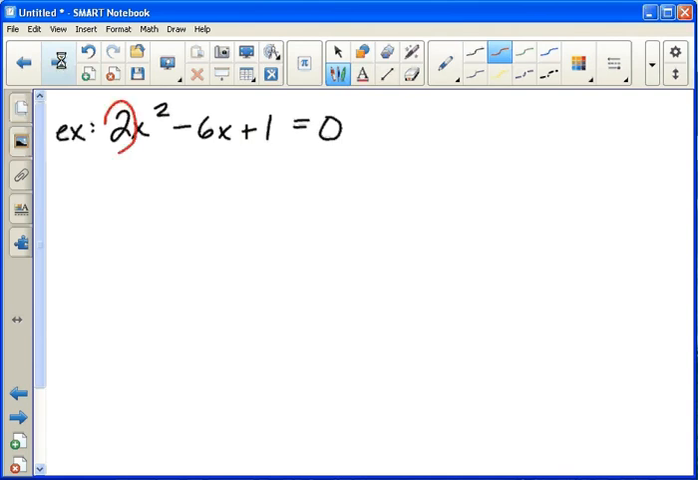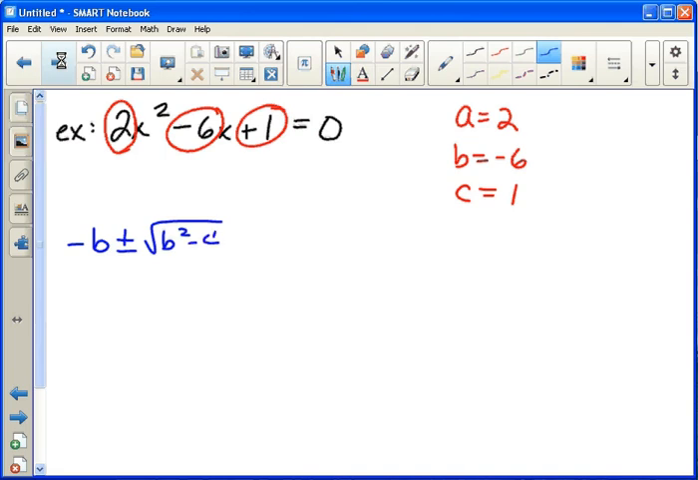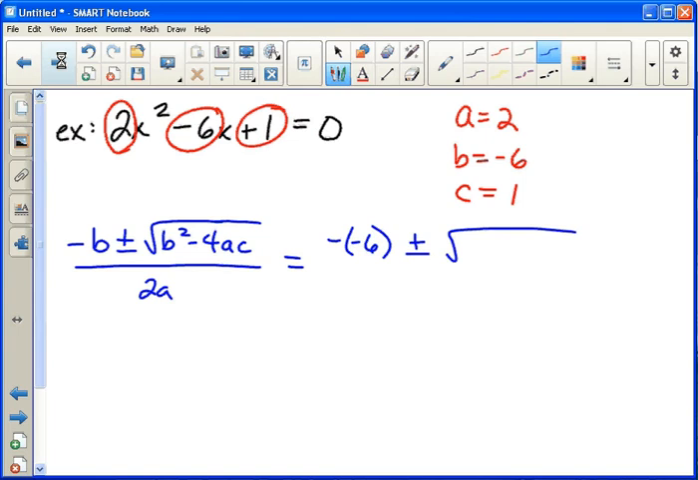Here's our a, so a equals 2. Here's our b, so that's -6. And here's our c, so it's +1. Okay, the quadratic formula looks like this. So we simply now plug in our a, our b, and our c where they go. So we get -b, so -6, that'll obviously turn into a positive, plus or minus the square root of b squared, -6 squared, minus 4 times a times c, all over 2 times a, 2 times 2.